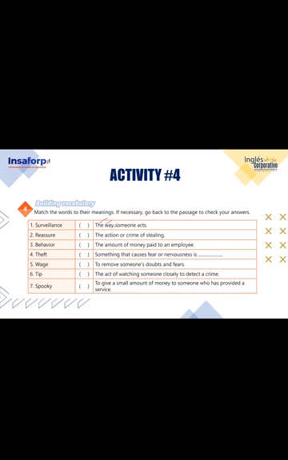All right, so it says, number one, the way someone acts. What is going to be that one, my friends? The way someone acts. Do you know it? Number two. Number three. Number three. Exactly. Behavior. Very good. Excellent. Who can help me to read the next one? The action or crime of stealing. What is it? Number four. That is correct. Very good. Excellent.